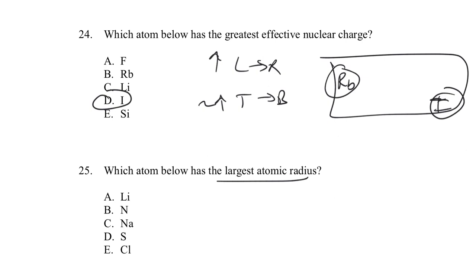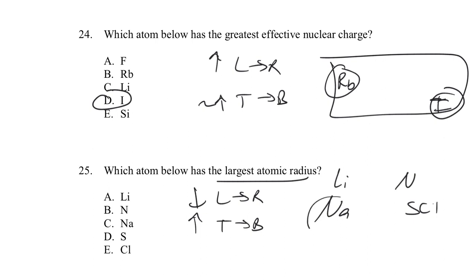Atomic radius is decreasing left to right due to the increase in effective charge, and then it's increasing top to bottom just due to electron repulsion, having larger shell orbitals being used. So our largest atomic radius, if I reconstruct a little periodic table here, is that sodium should be the biggest. Sodium's bigger than lithium, lithium's bigger than nitrogen, sodium's bigger than sulfur and chlorine, so sodium's the largest. If you wanted to identify the smallest, nitrogen's probably the smallest. It's probably smaller than sulfur and chlorine.